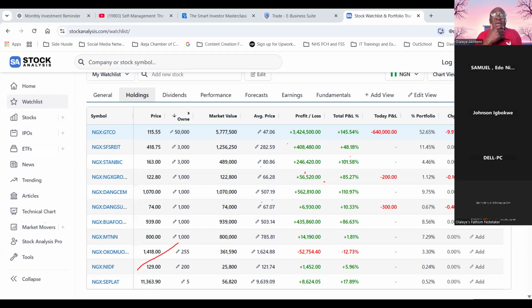Can anyone tell me one fundamental problem with my portfolio? Anybody? Anybody want to guess? I can see somebody counting. It's not about the number of units. The number of units are okay.